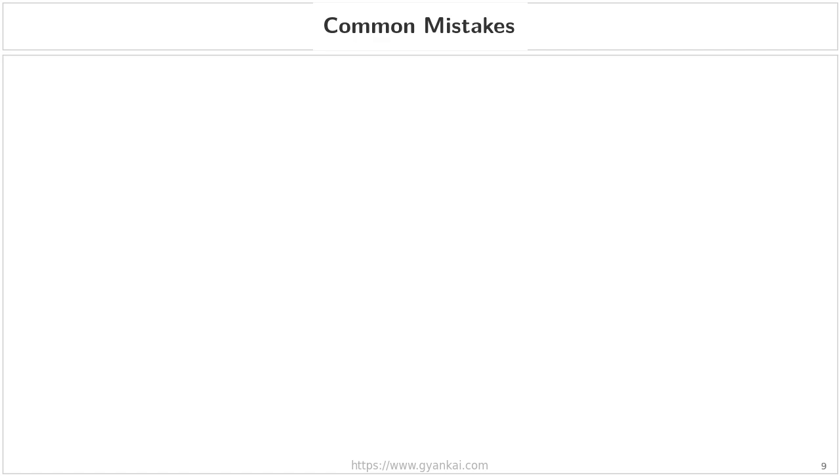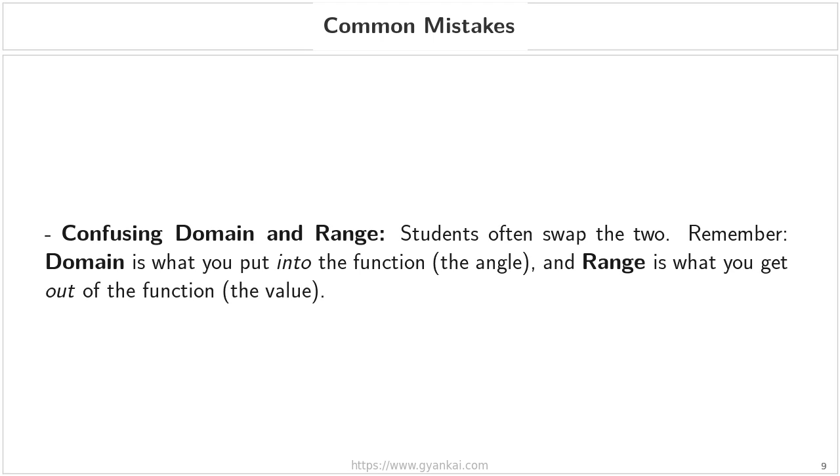Now, before we conclude this review and move forward to the study of inverse trigonometric functions, let us examine some common mistakes that students frequently make. First, there is the issue of confusing the domain with the range. It is quite common to swap these two concepts. To keep them straight, remember that the domain consists of the values you put into the function, which, in the context of trigonometry, is the angle, whereas the range is the resulting value that you get out of the function.